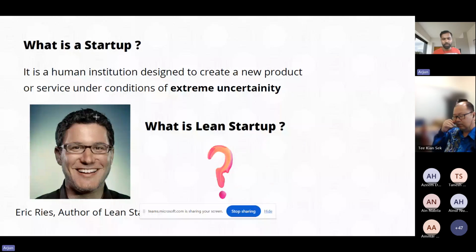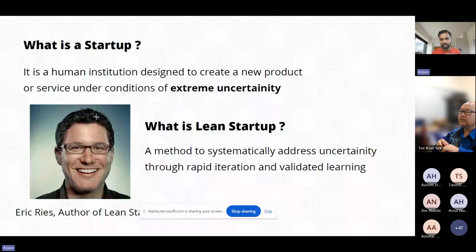See, in today's world, everything is so uncertain, right? We are speaking about a recession, the market is slowing down, and companies are laying off people. So there is a big uncertainty going on around the world. That is why this lean startup framework, even though it was developed for startup companies, is very much applicable even for bigger companies in today's world, because of the extreme uncertainty that we are currently undergoing. Basically, this lean startup framework will help you to systematically address all of these uncertainties through rapid iteration and validated learning.